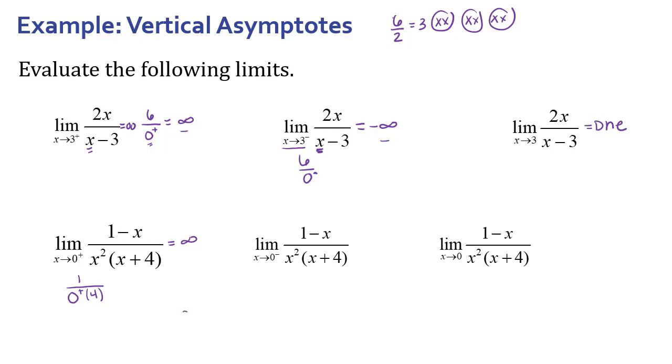Over here, 1 minus 0, that's still going to be that positive 1. And then over here, at 0 squared, even numbers that are smaller than 0, so that are coming from the left-hand side, like let's say negative 0.5, when you square them, it's still going to be positive. So this also is going to be going towards positive infinity. So since it's the same on the left and the right, we can say the limit as x approaches 0 is infinity.